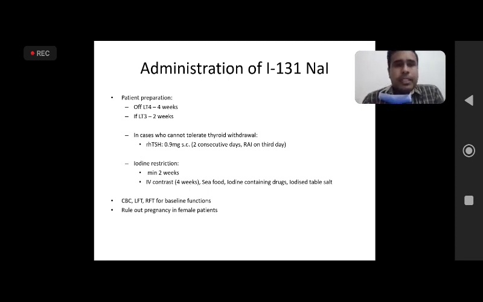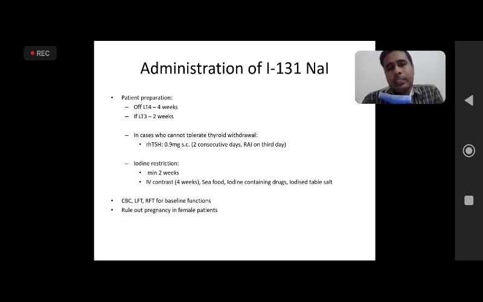Those patients who cannot tolerate thyroid withdrawal, we can use recombinant TSH. The dose is 0.9 milligrams subcutaneous injection on 2 consecutive days. And on the third day, we can give the radioactive iodine. The only drawback is the cost of recombinant TSH, because it costs almost 1 lakh per dose, for the 2 doses. That is the only drawback for this recombinant TSH.